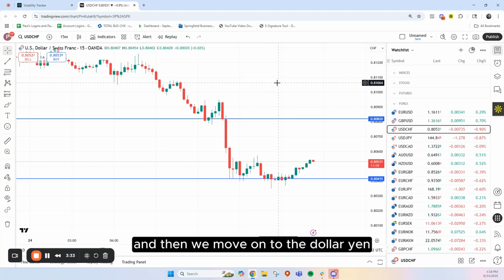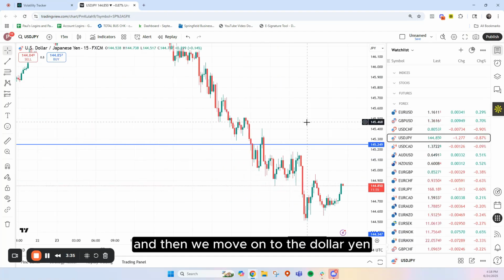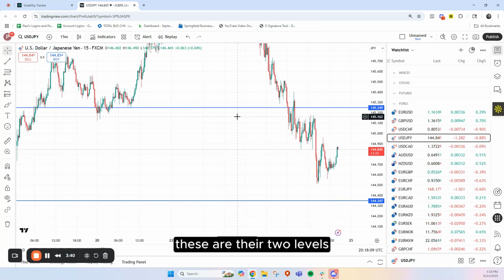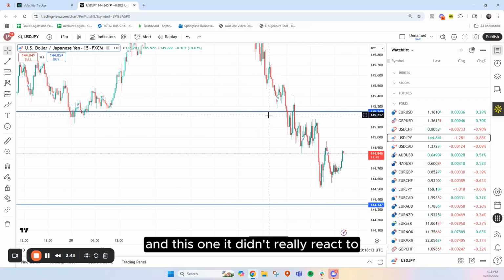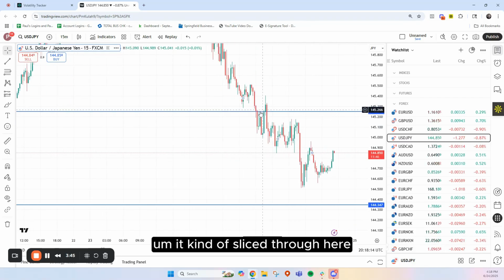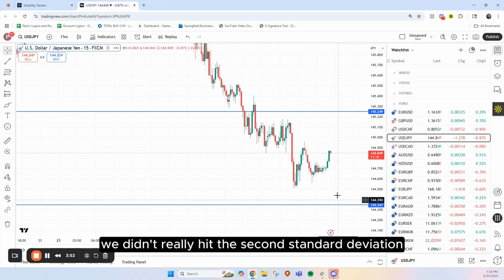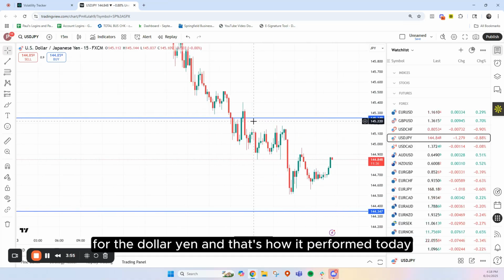And then we move on to the dollar yen. The dollar yen really only had these two levels. And this one, it didn't really react to. It kind of sliced through here, hesitated a little bit, and then moved down. And then we didn't really hit the second standard deviation for the dollar yen. And that's how it performed today.